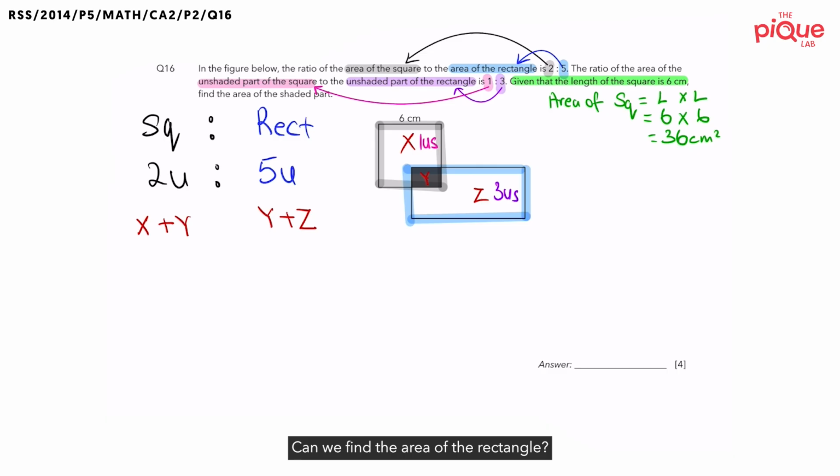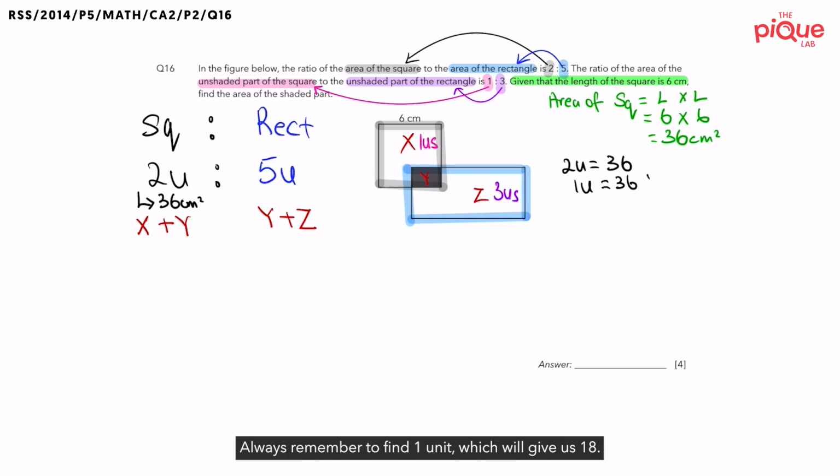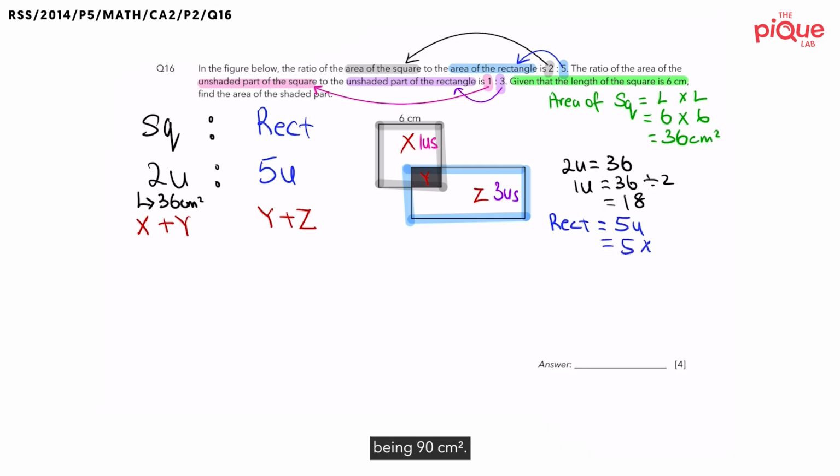Can we find the area of the rectangle? Sure, but how? Remember that we have noted 2 units for the area of the square. And since the area of the square is 36 cm square, 2 units will equate to 36 cm square. Always remember to find 1 unit, which will give us 18. Going back to our blue rectangle, we need to find 5 units. And we will arrive at the area of the blue rectangle being 90 cm square.